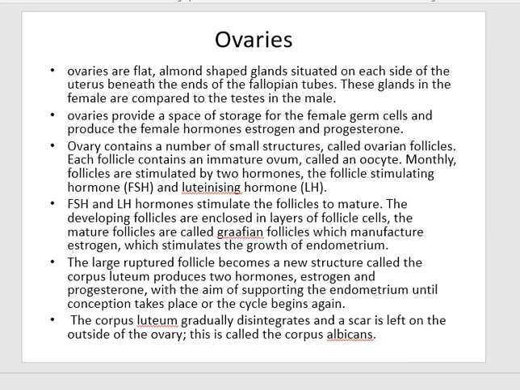The developing follicles are enclosed in a layer of follicular cells. The mature follicle is called a Graafian follicle, which manufactures mainly estrogen, which stimulates the growth of the endometrium. So before the ovum is released, estrogen increases because the Graafian follicle produces it to increase the growth of the endometrium, the inside layer of the uterus.